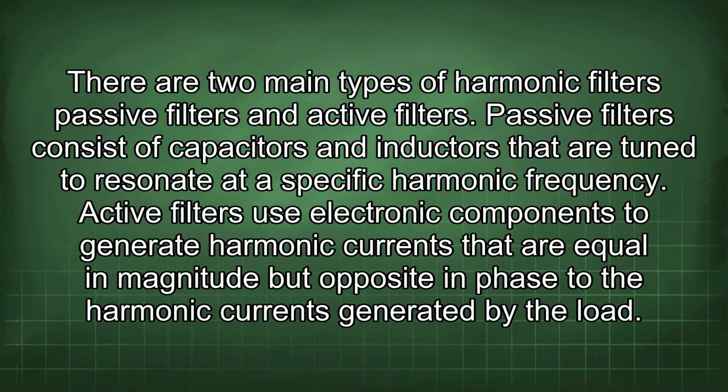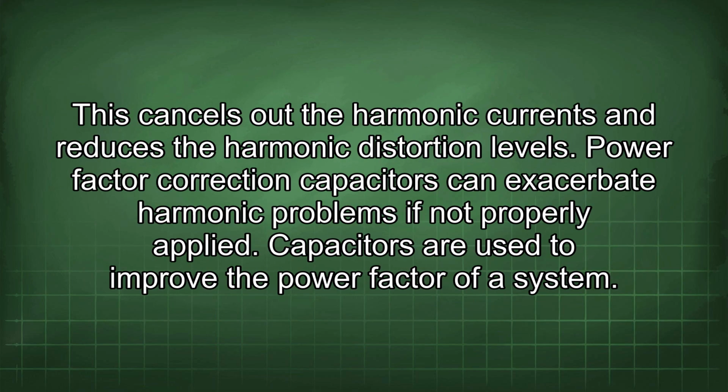Active filters use electronic components to generate harmonic currents that are equal in magnitude but opposite in phase to the harmonic currents generated by the load. This cancels out the harmonic currents and reduces the harmonic distortion levels.